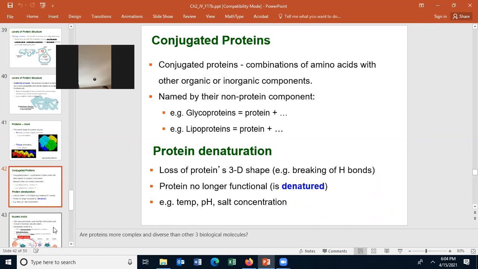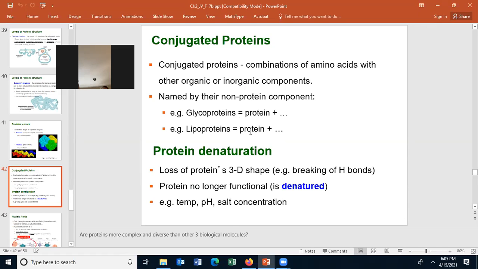As I stated, proteins are more complicated than the other biological molecules. They play different roles in cells. Proteins have another complication, and that is they can be conjugated to other molecules. We can conjugate a protein, meaning combinations of amino acids with other organic or inorganic components, and we call these conjugated proteins. They're named by their non-protein component. You probably heard the term glycoprotein. That's a protein bound to a carbohydrate. And we have these in our blood and on our cell surface molecules. Lipoprotein is a protein bound to a lipid. And we have these in our blood.